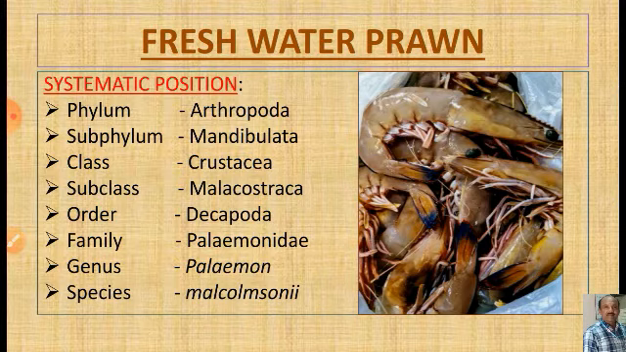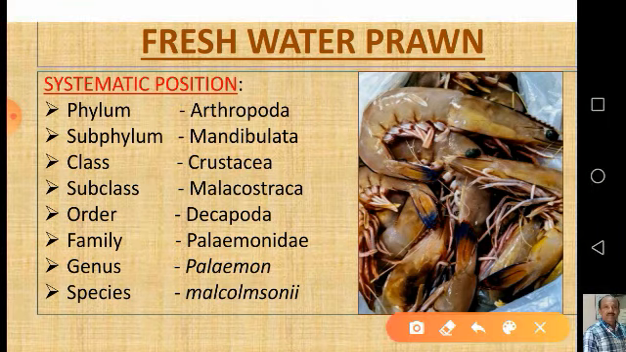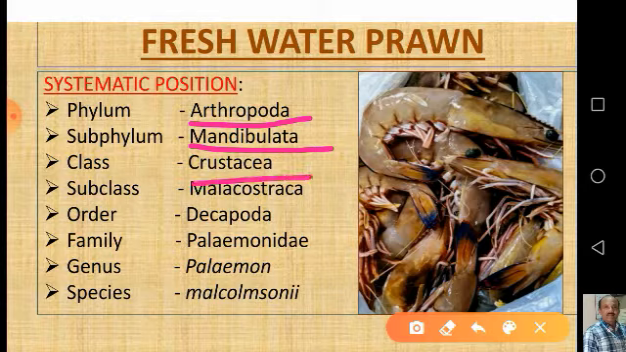Prawn belongs to the phylum Arthropoda because of having jointed legs, subphylum Mandibulata because of the presence of mandibles, class Crustacea as it breathes by gills, and its habitat is aquatic habitat. It belongs to the subclass Malacostraca because the body is divided into many segments and each segment bears appendages.